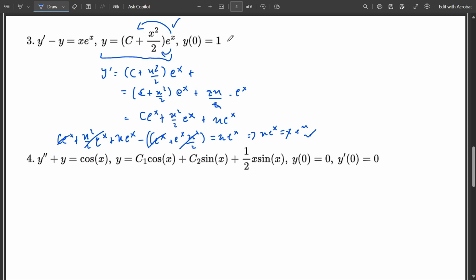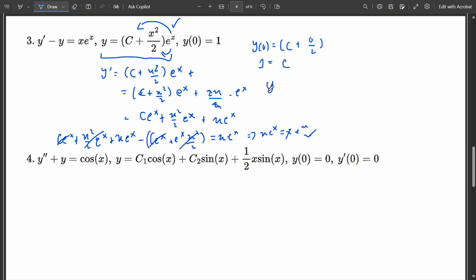So we have to do this y of 0. So y of 0 is equal to c plus 0 over 2. Okay, y of 0 is just 1. So 1 equals c. And substitute this to the general solution, or this is just a family of curves.